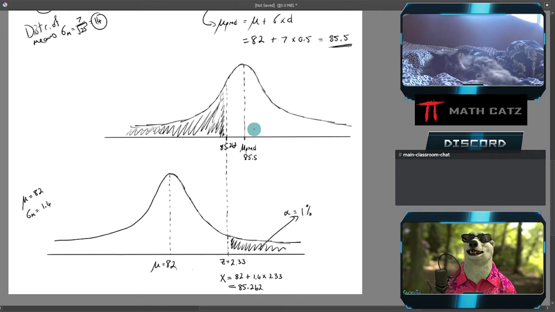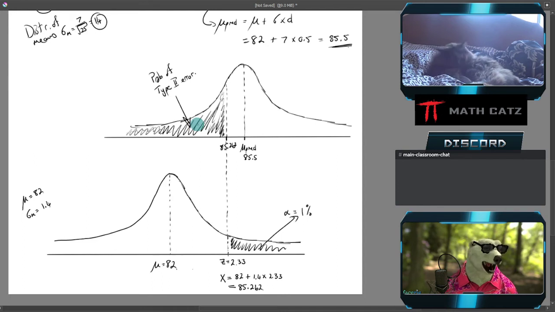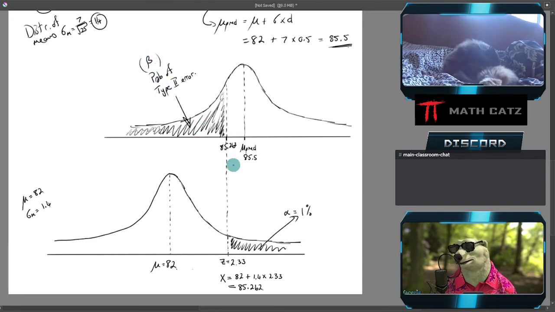And the probability of me not rejecting the null hypothesis is this left area over here. So this is the probability of type 2 error, or we call it beta. Probability of type 2 error, beta.